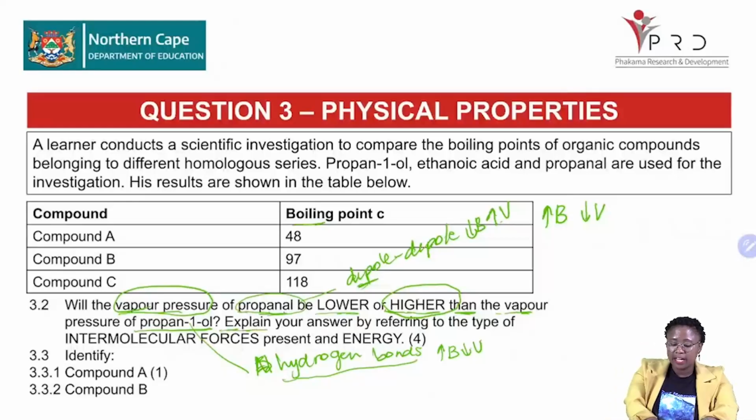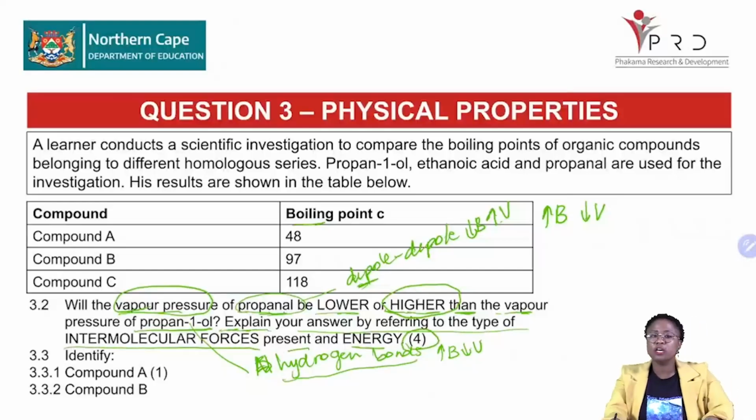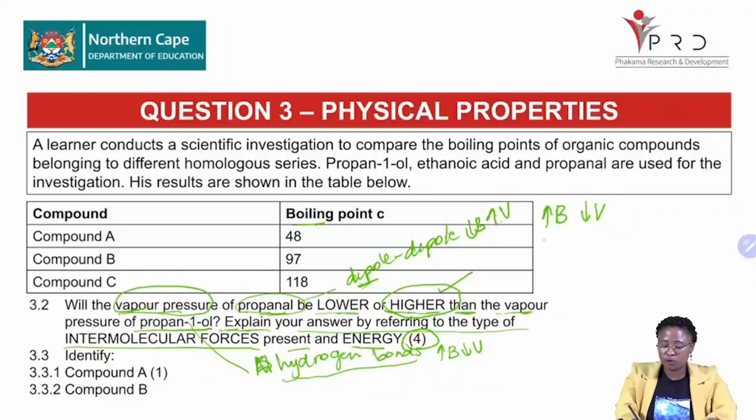But it doesn't end there. It says, explain your answer by referring to the type of intermolecular forces present and the energy. As you can see there, you have 3 marks. Where do the 3 marks come from? First, you have to answer whether it is going to be higher than, lower than, or equal to, or whatever terminology the examiner has used. So obviously we said the answer will be higher than, right? So 1 mark for higher than. Where do the other marks come from? The other marks come from our ICE.